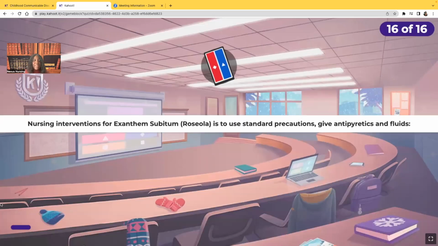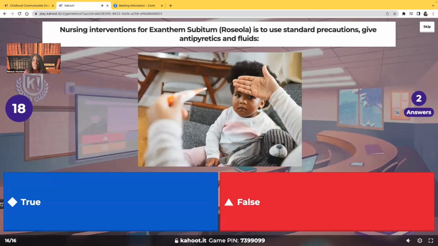And we are down to our last question, true or false? Nursing interventions for exanthem subitum, roseola, is to use standard precautions, give antipyretics and fluids. True or false? Patients got roseola. Are we going to use standard precautions? Are we going to give them antipyretics? Are we going to give them fluids? True or false?